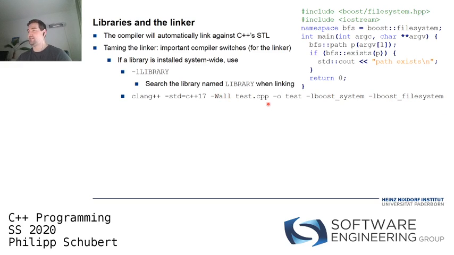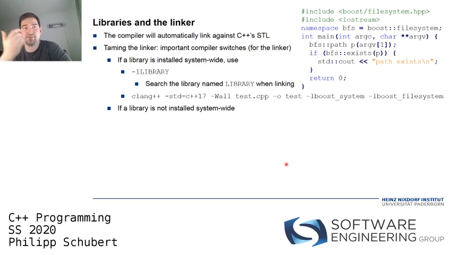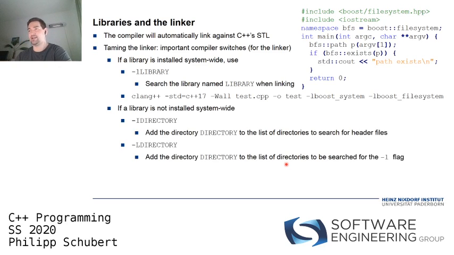That means that the compiler will compile your program into an object file. It will link this object file against those libraries in order to produce your final executable called test. That's the main idea. If a library is not installed system-wide, that might also be the case. Many times you don't wish to install a library onto your system into all the system paths. That also works, but then you need to use two extra flags such that the compiler will be able to find the library and all the files associated with that library.